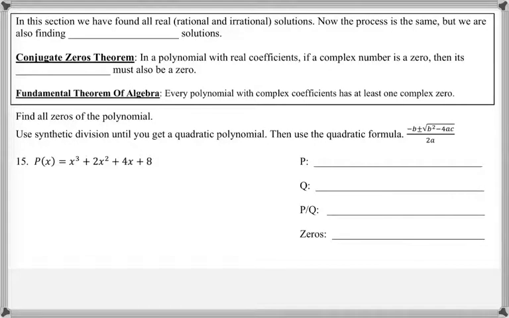So in this section, we have found all real solutions. So that's the rational and the irrational. The rational ones we had on our list of candidates. The irrational were the ones with the radicals that we use the quadratic formula for. Now the process is the same, but we're also finding complex solutions or imaginary solutions.